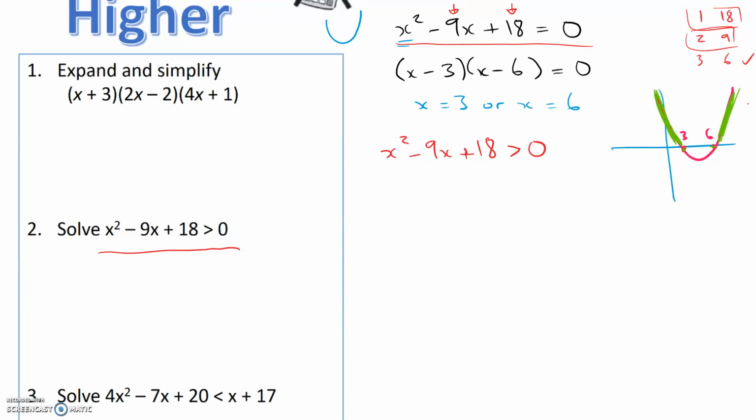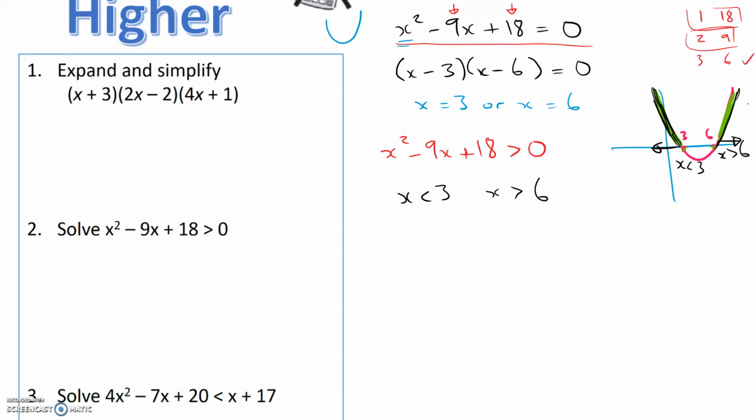Alright, so what are we looking for in terms of x? Well, let's choose a different colour pen, you can't see that. We're looking for values of x where x is greater than 6, because anywhere greater than 6, the function is above 0, and anywhere where x is less than 3, the function is greater than 0. Right, so our answers are x is less than 3, or x is greater than 6.